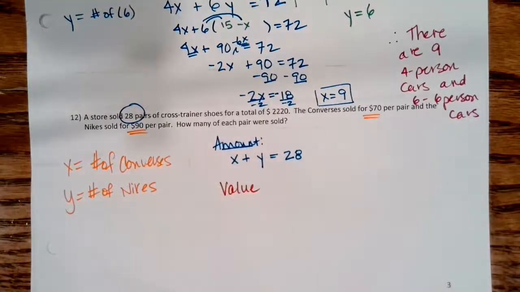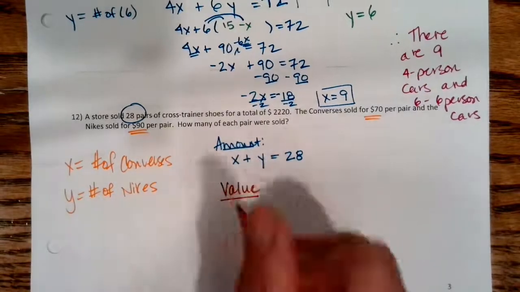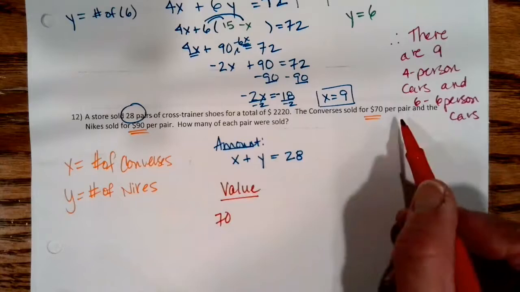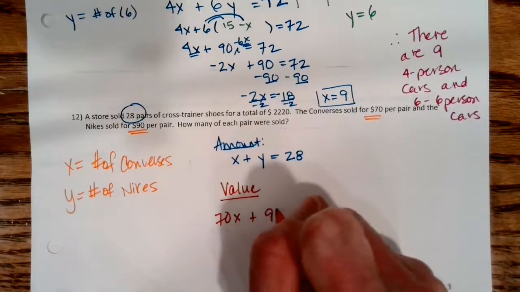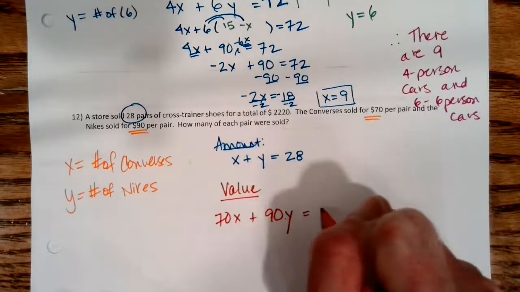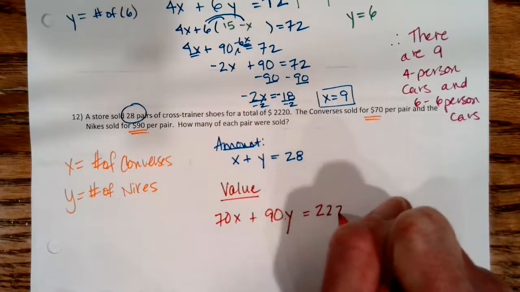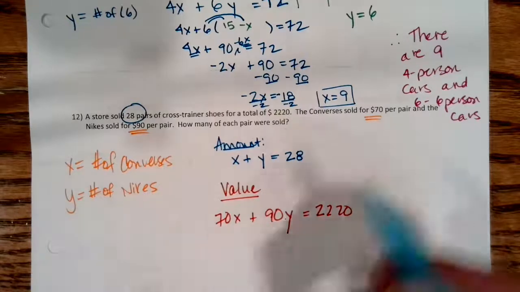What did everything cost? So I have $70 for every pair of Converses, $90 for every pair of Nikes, and I ended up with $2,220. So I can see how many of each kind of shoe I bought. All right, I'm going to go ahead and solve for this one.